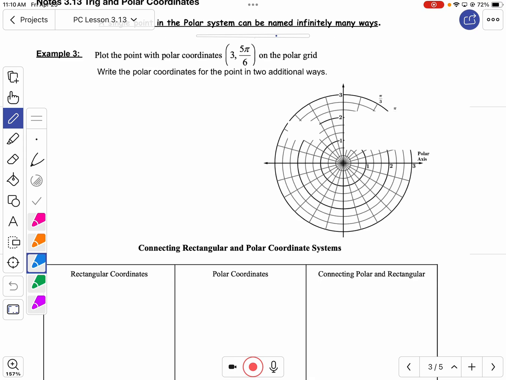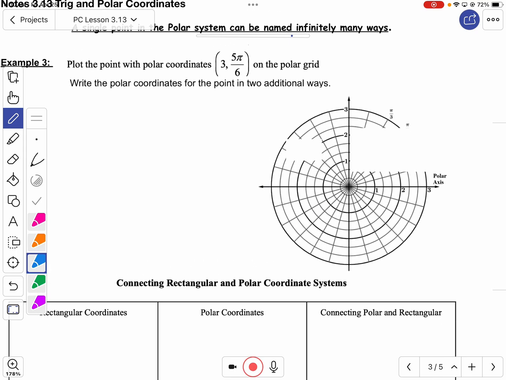So let's see if we can come up with two or three more ways to say this point. Plot it, and then let's visually see if we can think of ways that we could say it. Figure out where it's at first, and then let's come up with some options.